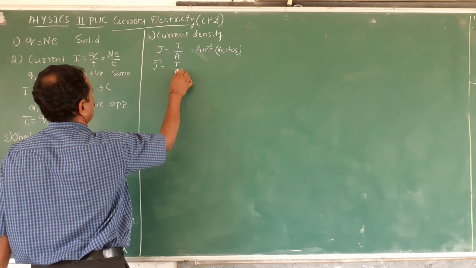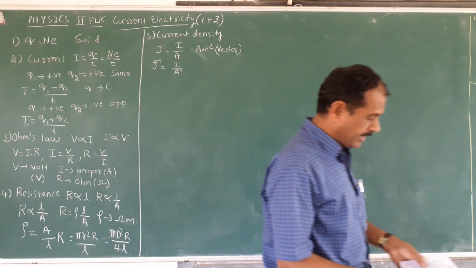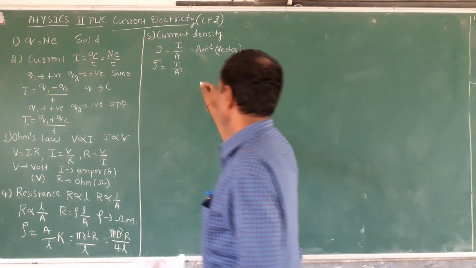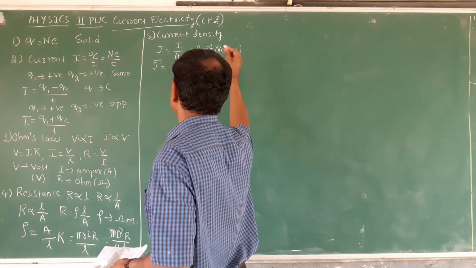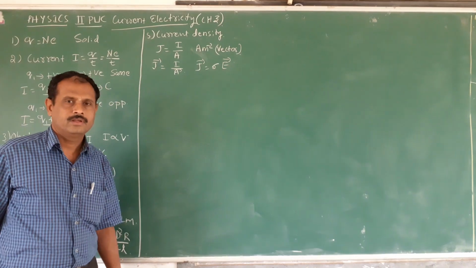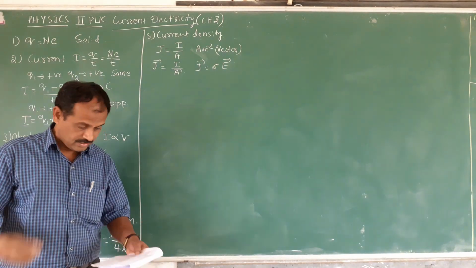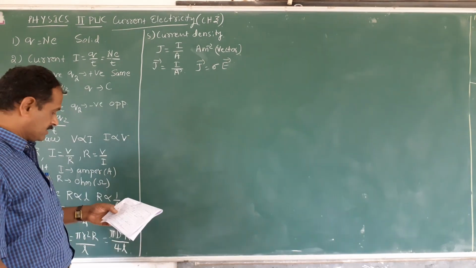That time you get vector A. Now this is I divided by A. Therefore, current density is equal to sigma into vector E. The vector is transferred to that area. The SI unit of this is ampere per meter square.